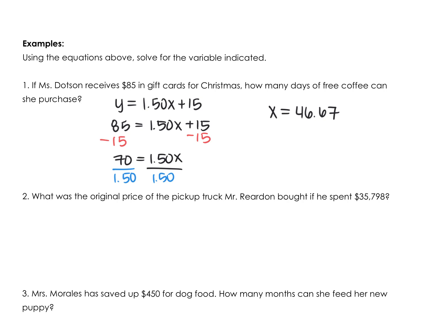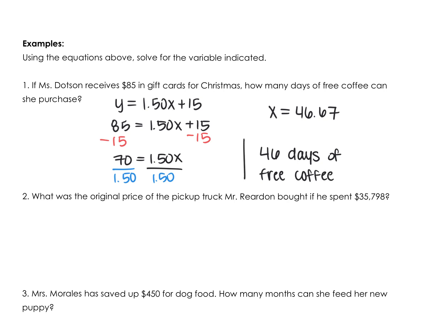Now, I can't have a decimal number of days here. And I'm not going to follow my rules of rounding here, because if I followed my rules of rounding, I would round up and say she can get 47 free cups of coffee. However, if I plug 47 into my equation, it would get me over 85. So in this case, if I have a max amount of money that I can spend, I need to always round down. So in this case, she can get 46 days of free coffee.